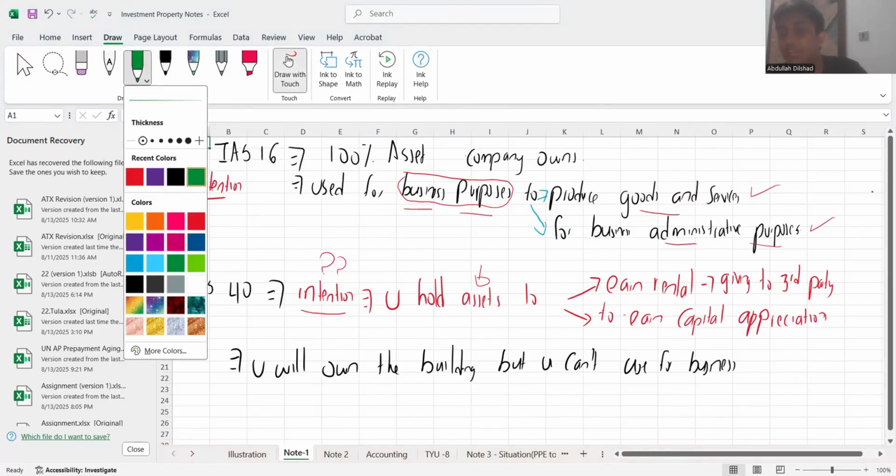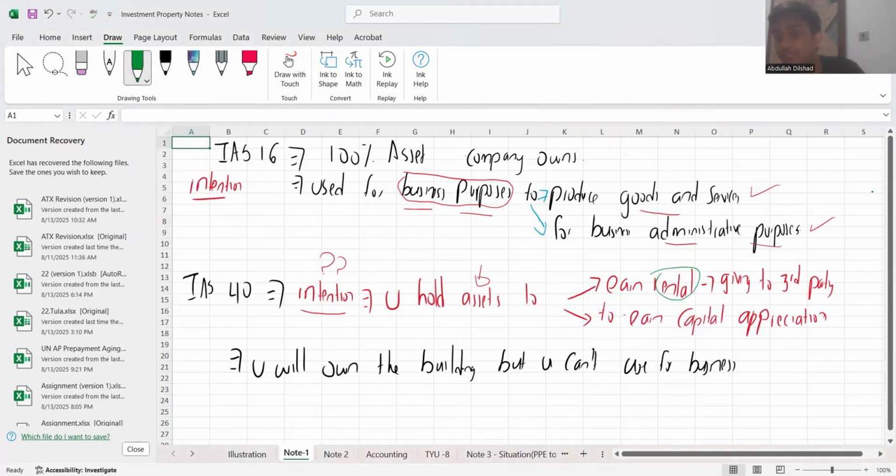earning rentals, you know you can give an entire building or a part of the building to a third party and generate rental income. If your intention is that, then that would be treated under IAS 40.